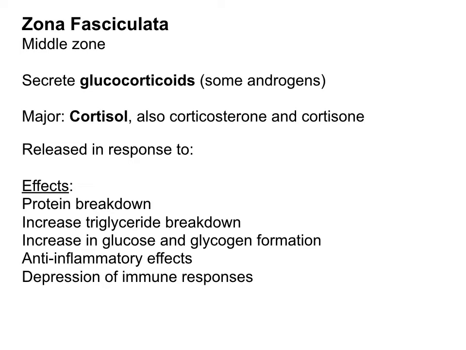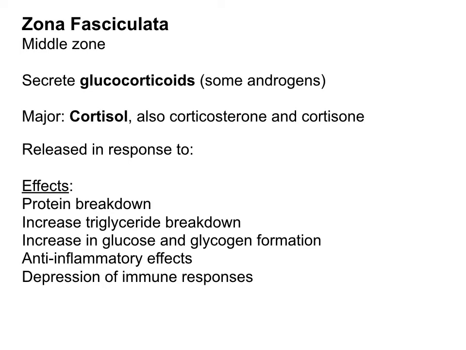Now let's move to the zona fasciculata. The zona fasciculata secretes a collection of hormones called glucocorticoids and a small amount of androgens. But we're going to focus on the glucocorticoids because they're the major secretion from the zona fasciculata. Now, the major glucocorticoid in humans is cortisol. However, there are minor glucocorticoids such as corticosterone and cortisone. Now, the release of the glucocorticoids is in response to ACTH, that adrenocorticotropic hormone from the anterior lobe of your pituitary.